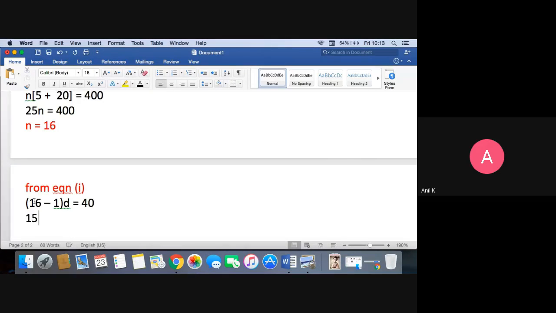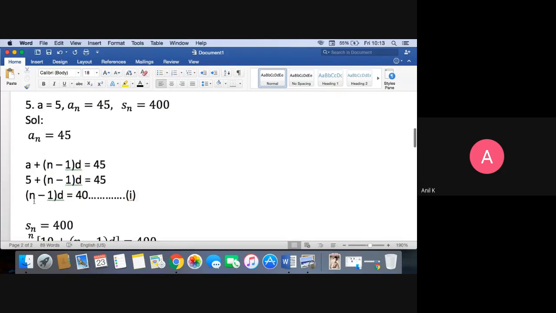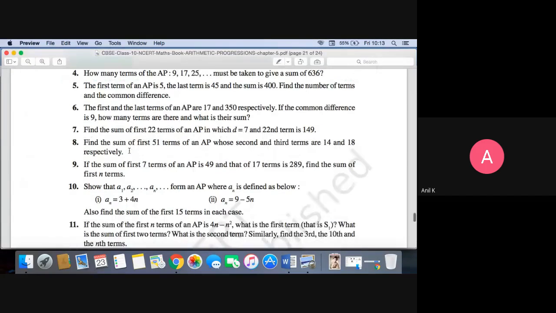That means you'll get 15d equals 40. Then d equals 40 upon 15. So finally, in the simplest form, 5 will get cancelled. 5 8s are 40, 5 3s are 15. So d value is 8 by 3. Okay, so this is the way. So the only important step here is you have to read the question carefully. What is given in the question and what are the values I have to find. That's what you have to do.